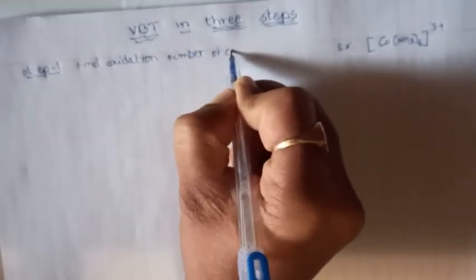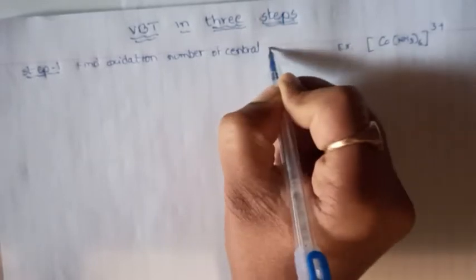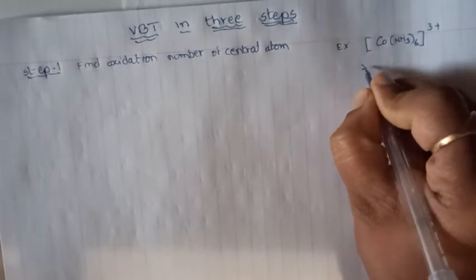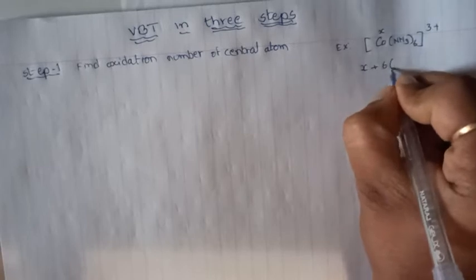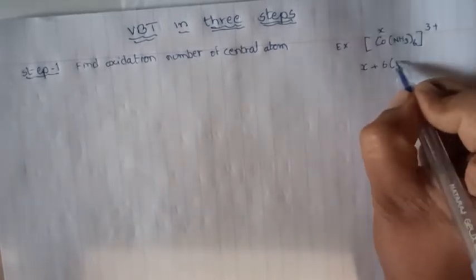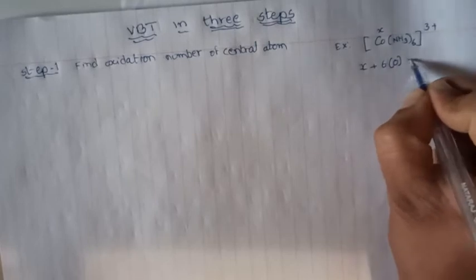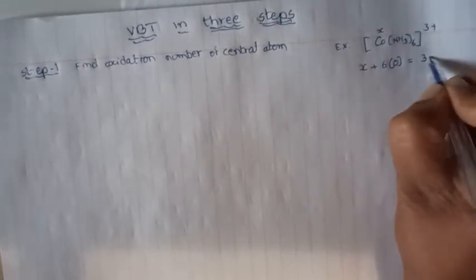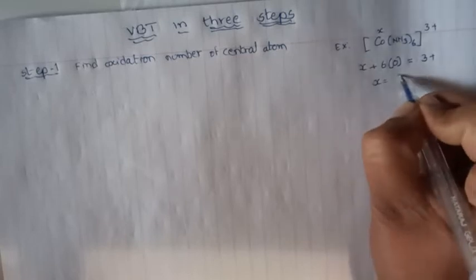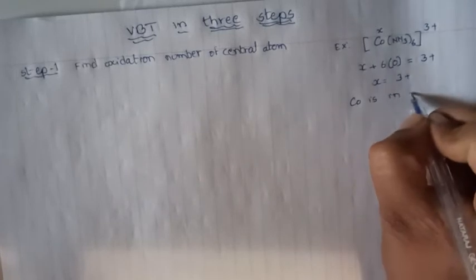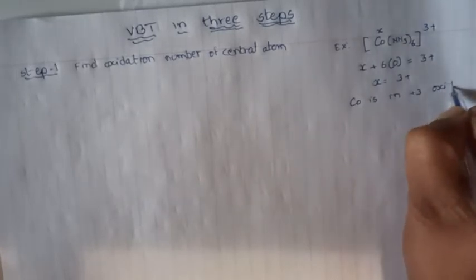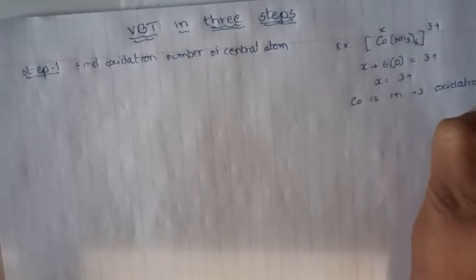First step, you have to find the oxidation number, or oxidation state, of the central atom. Let X be the oxidation state of the central atom, plus 6 multiplied by the charge of ammonia. Ammonia is a neutral ligand, so the charge is 0, and this should equal the charge of the metal complex, that is 3+. So X is equal to 3+, meaning in this complex cobalt is in the +3 oxidation state.